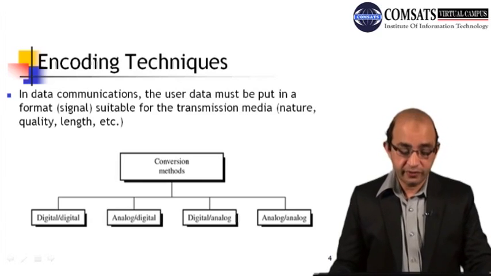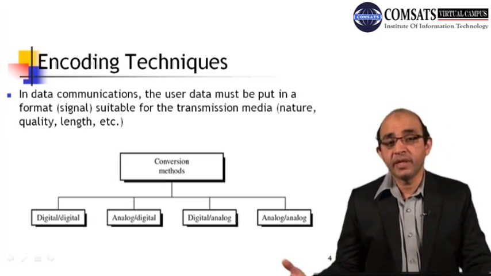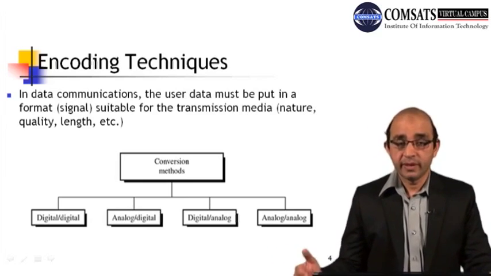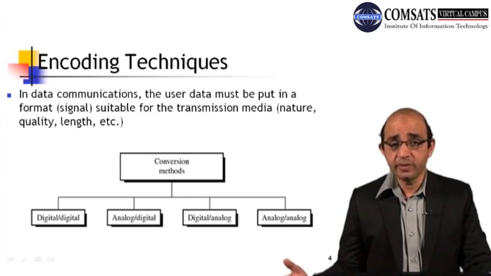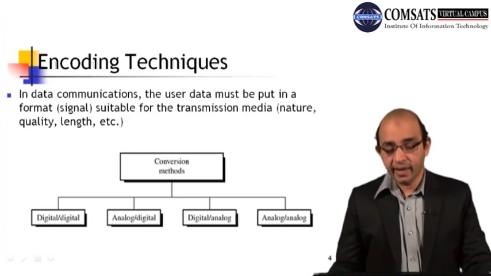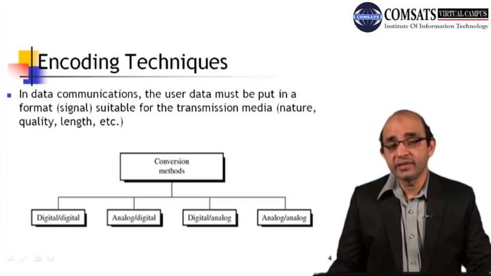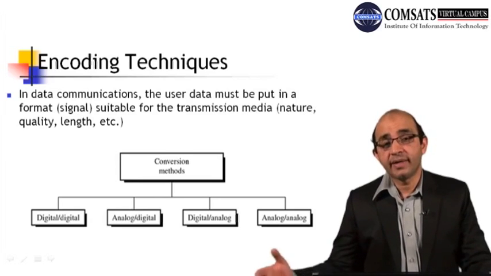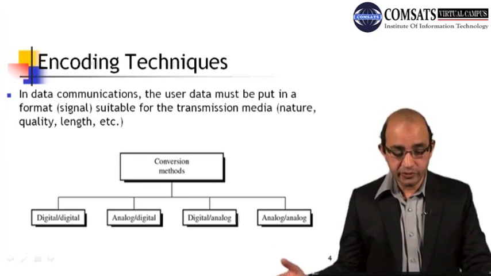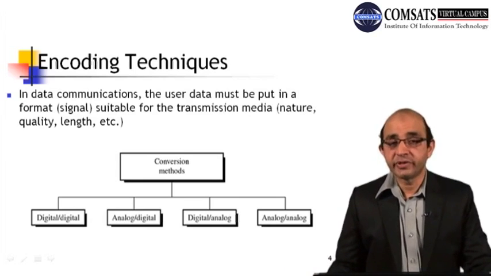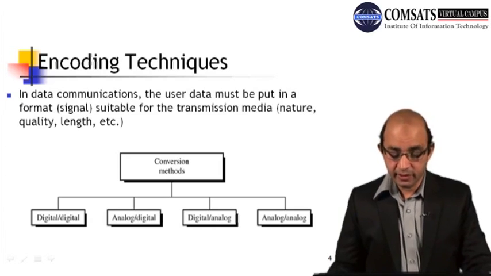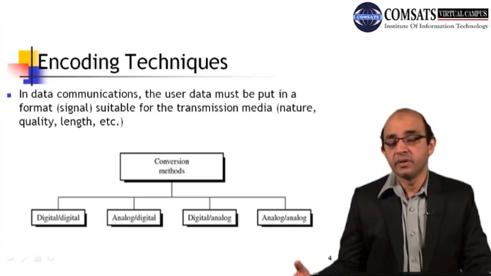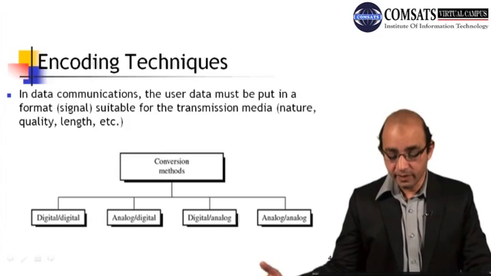So first, if we have digital data, and digital data means the representation of the raw data by using a digital mechanism, then we can use digital signaling to make this data compatible with the underlying transmission media which we are going to use. And then we have another choice: the data is digital, so we can use analog signaling to transmit that data, to make that data compatible with the channel.